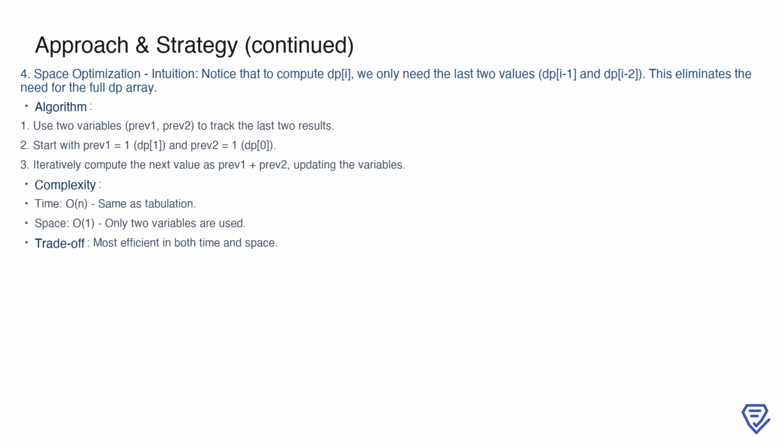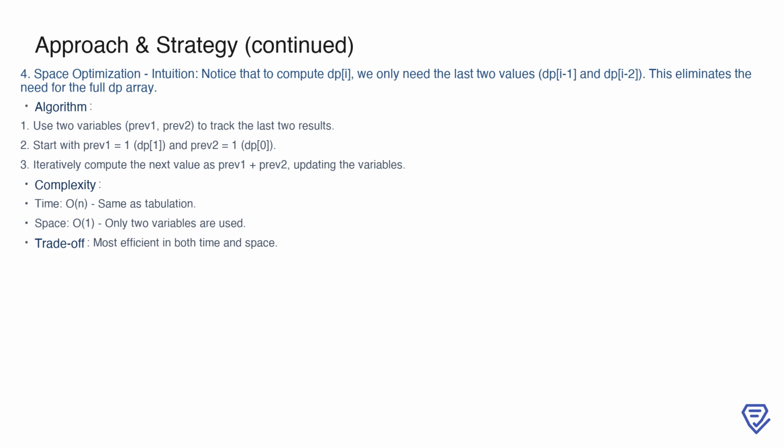The algorithm begins by initializing two variables, previous1 and previous2, to represent dp[1] and dp[0], both set to 1. Then, for each step from 2 to n, we calculate the next value as the sum of previous1 and previous2. After calculating the next value, we update the variables to reflect the new state. Previous2 takes the value of previous1, and previous1 becomes the newly calculated value. This approach retains the time complexity of O(n), while minimizing space usage, making it the most efficient solution.